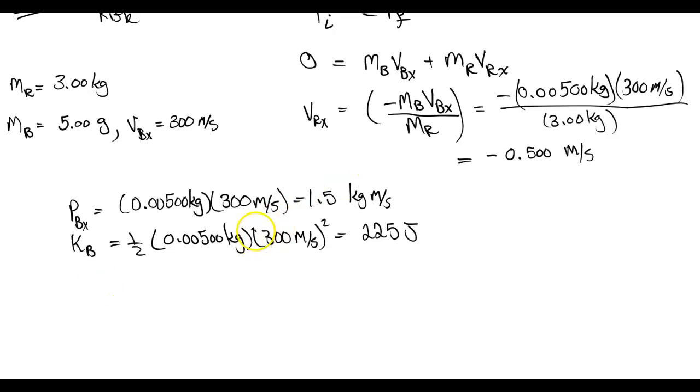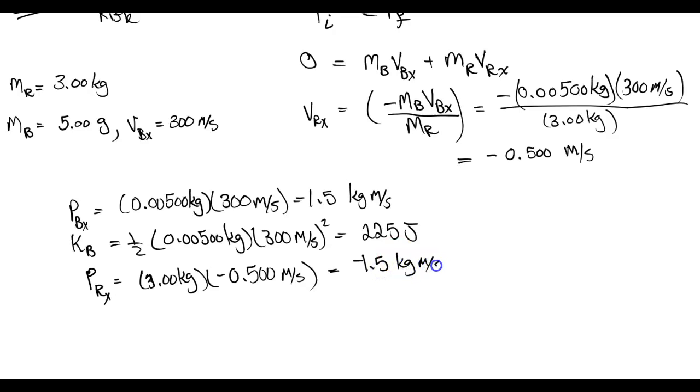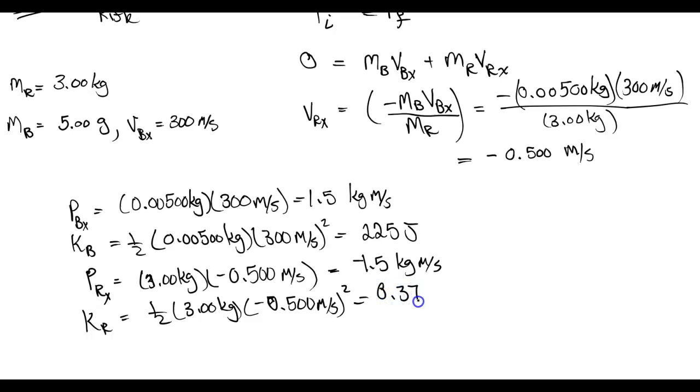The momentum of the rifle in the x direction would be the mass of the rifle times the speed of the rifle, and then the kinetic energy of the rifle would be 1/2 its mass times its velocity squared, and that gives us about 0.375 joules.